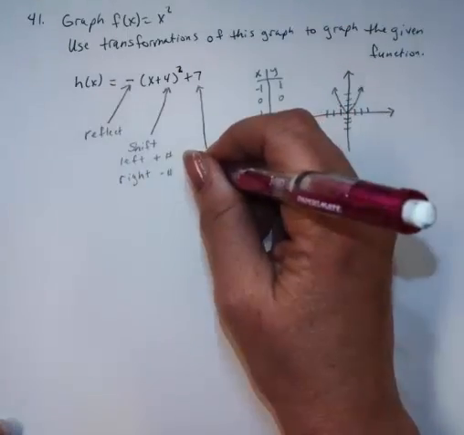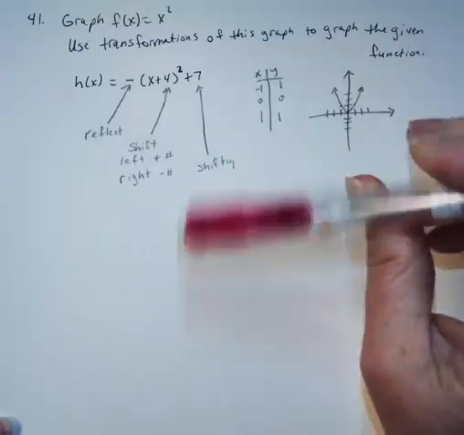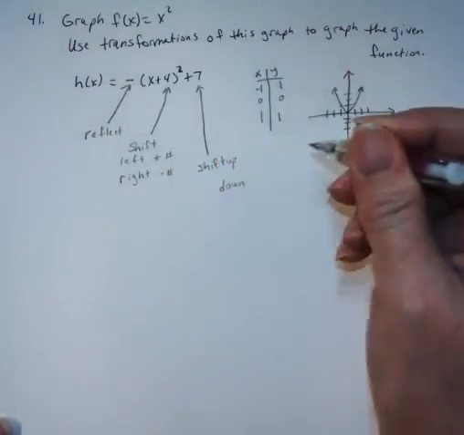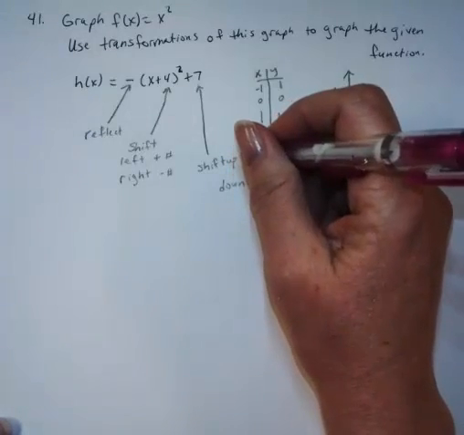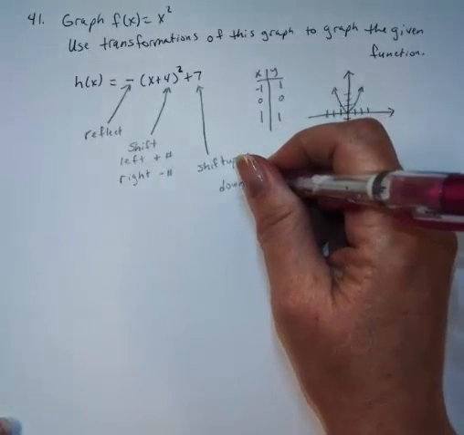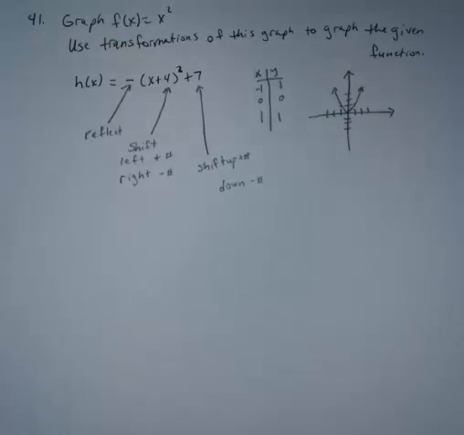The other part that we have is the one that's being added up here. And this will shift up or down. Now when it goes up, the shift up will be a positive number, and the shift down will be a negative number. So that one goes exactly how you think it will go.